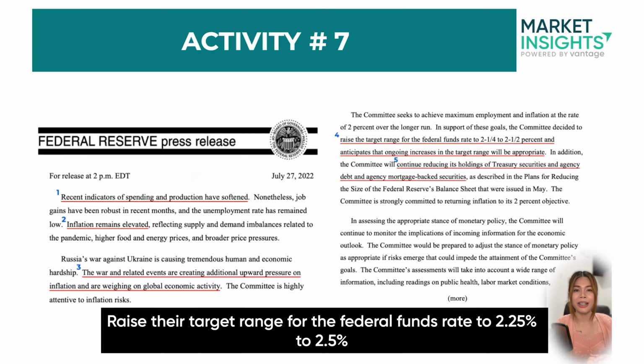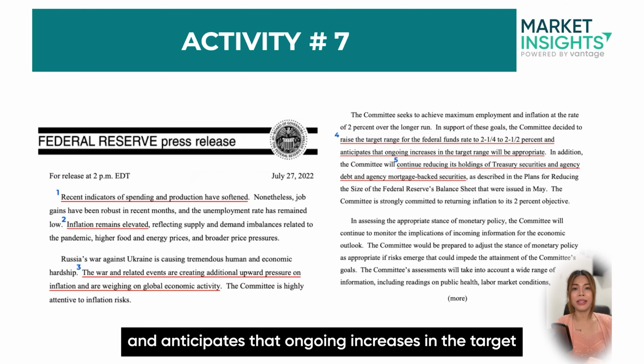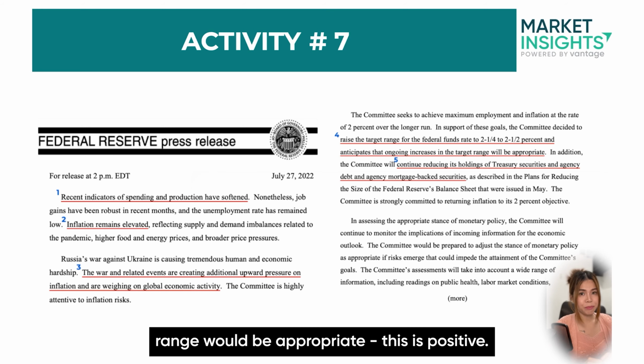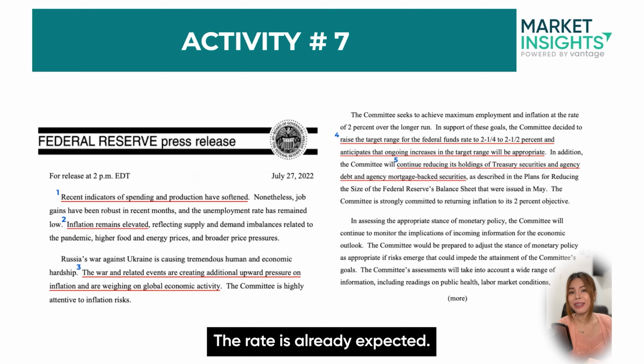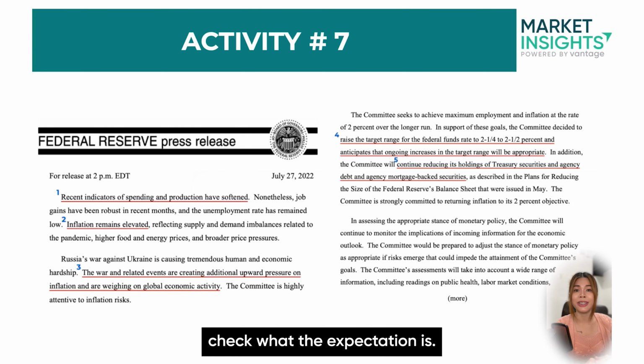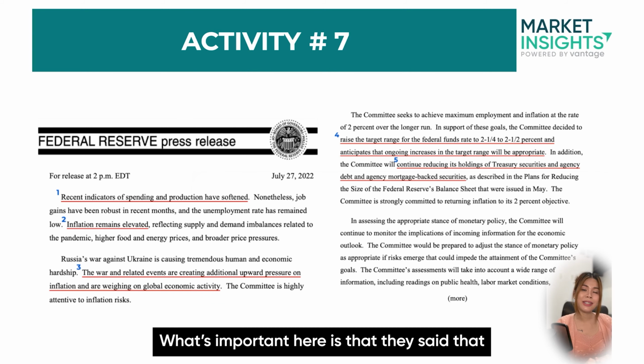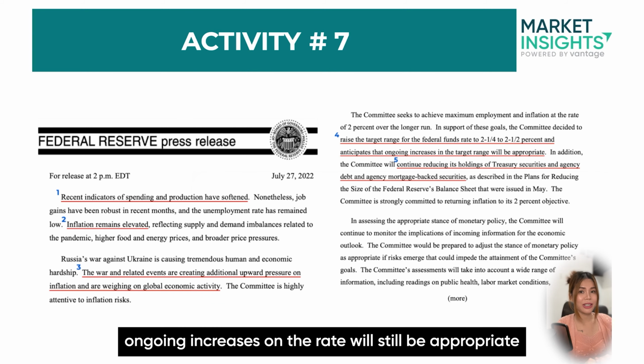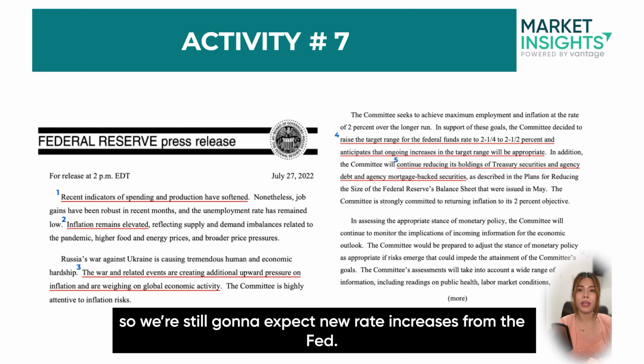Number 4. Raise their target range for the federal funds rate to 2.25 to 2.5% and anticipates that ongoing increases in the target range would be appropriate. This is positive. The rate is already expected. There are a lot of websites that you could go to check what the expectation is. What's important here is that they said that the ongoing increases on the rate will still be appropriate and we're still gonna expect new rate increases from the Fed.